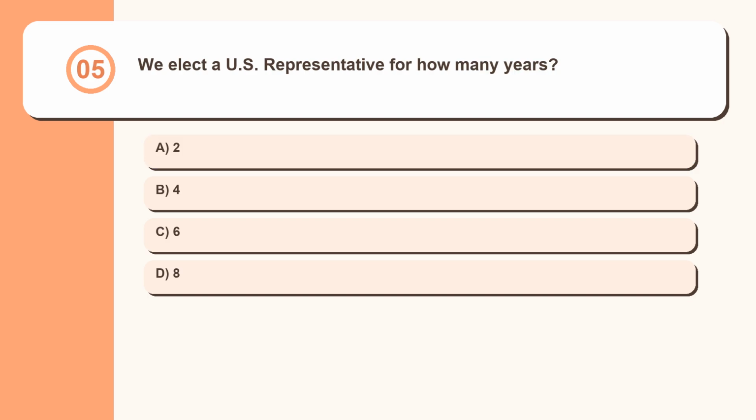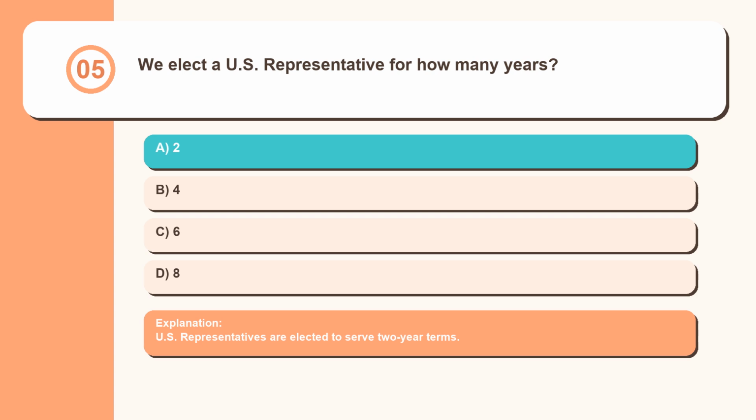Question 5. We elect a U.S. representative for how many years? 2, 4, 6, 8. U.S. representatives are elected to serve 2-year terms.